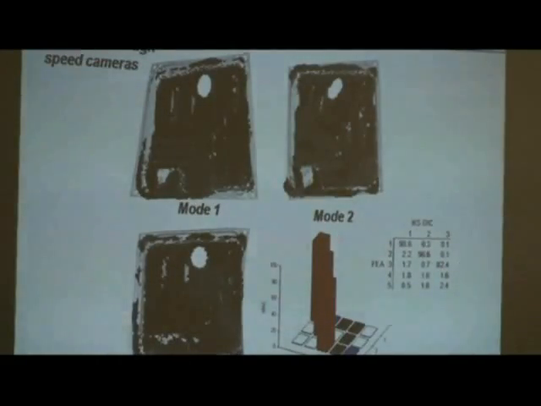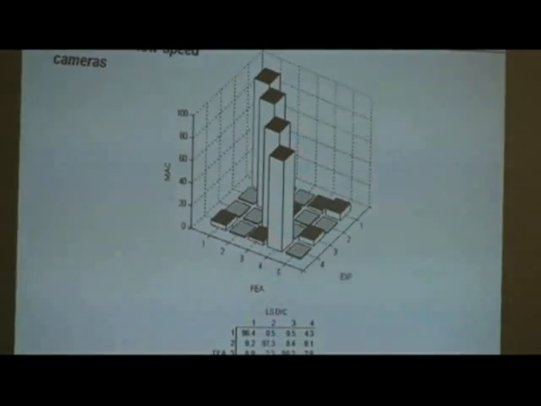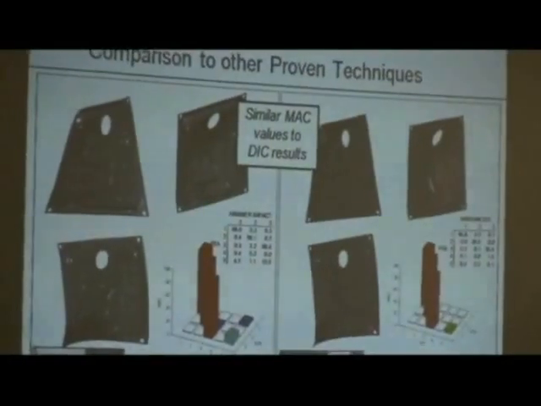So here's the correlation between mode 1, mode 2, and mode 3. This is the modal assurance criteria. We're getting on the order of 98 to 90%, and it drops off a little bit with higher frequencies. This is the correlation to the finite element model, a three-dimensional measurement.